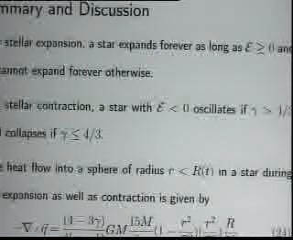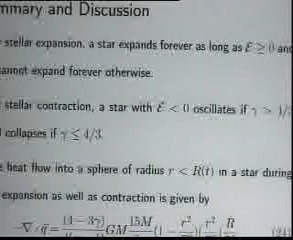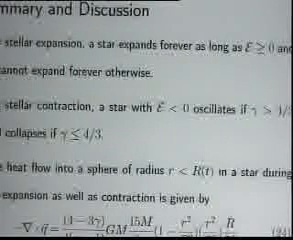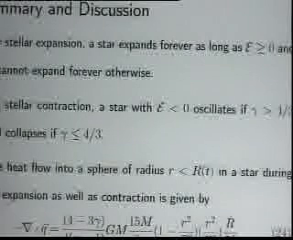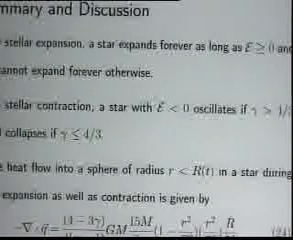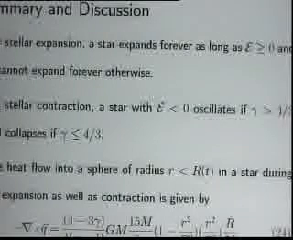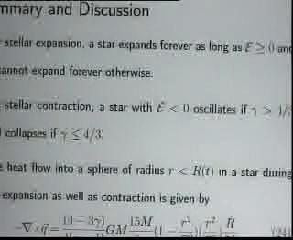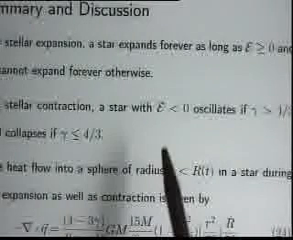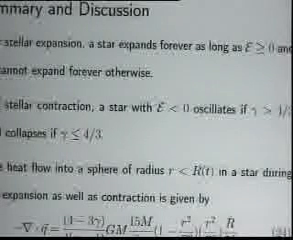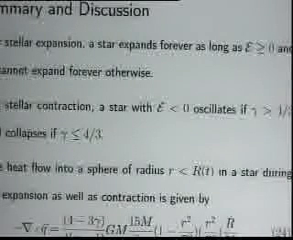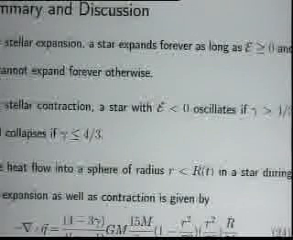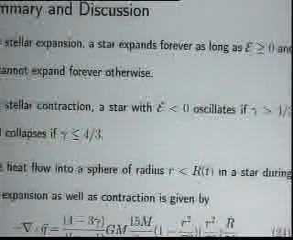Finally, the summary and discussion. Obviously, for stellar expansion, a star can expand forever if energy is greater than or equal to 0. Otherwise, a star cannot expand forever, and that's quite obvious. For stellar contraction, a star with energy less than 0 oscillates if gamma is greater than 4/3, and collapses if gamma is less than or equal to 4/3.